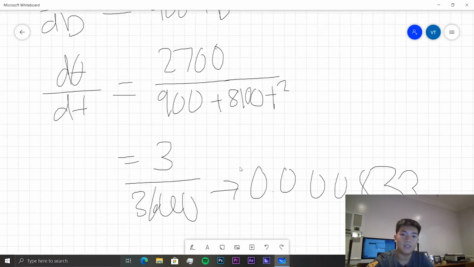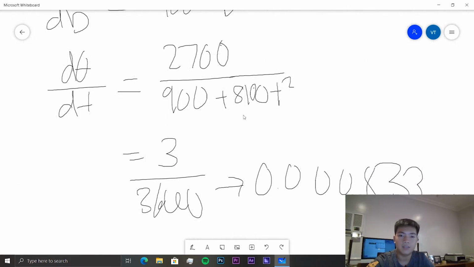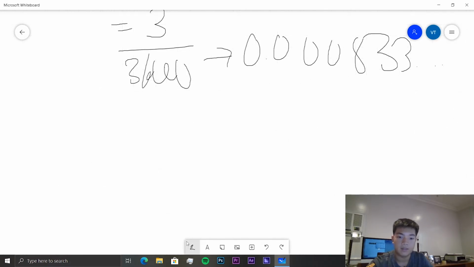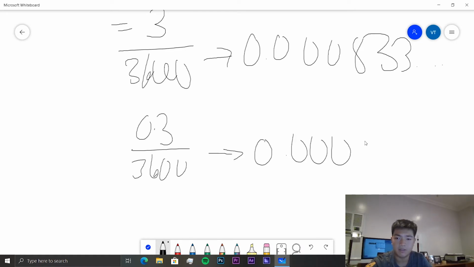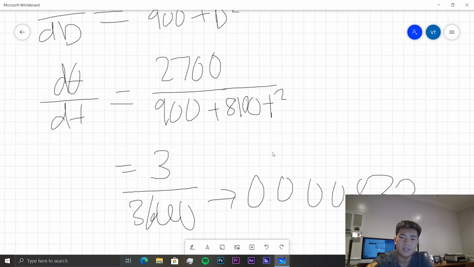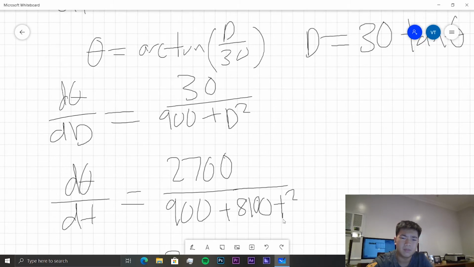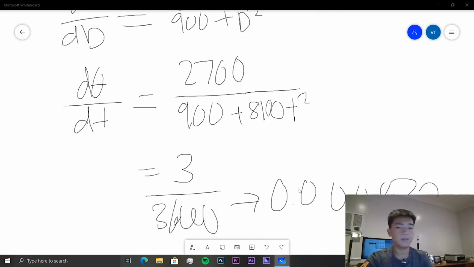And so next, if it is flying 1 second after, this is 2,700 divided by 900 plus 8,100. So that's equal to 0.3. So 0.3 over 3,600 is equal to, well, I'm getting 0.0000833. Yeah, this question is a bit weird. Okay, so on to the next one.